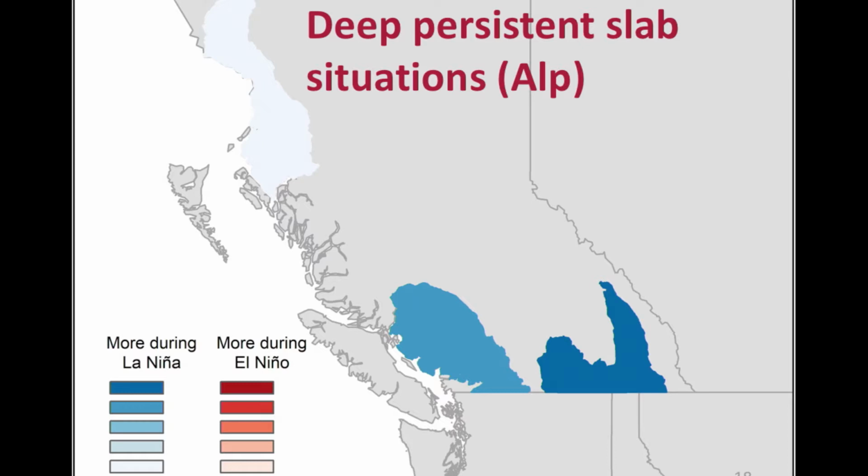Another situation to look at is a deep persistent slab situation. In La Nina seasons, we're seeing more of these in the regions shown in blue, like the south coast and the more southern regions closer to the border in the interior mountains, the Columbia Mountains.